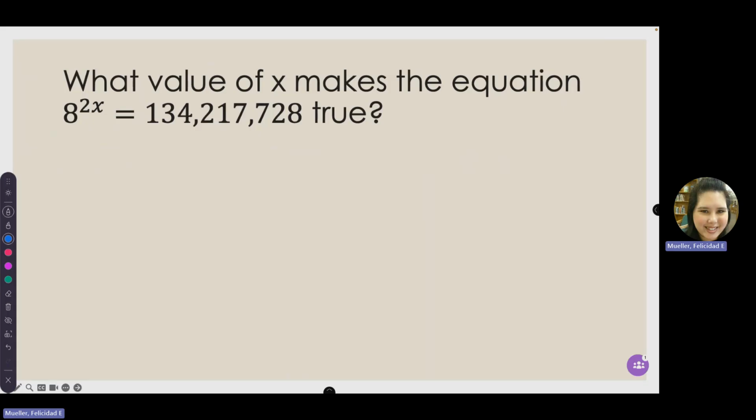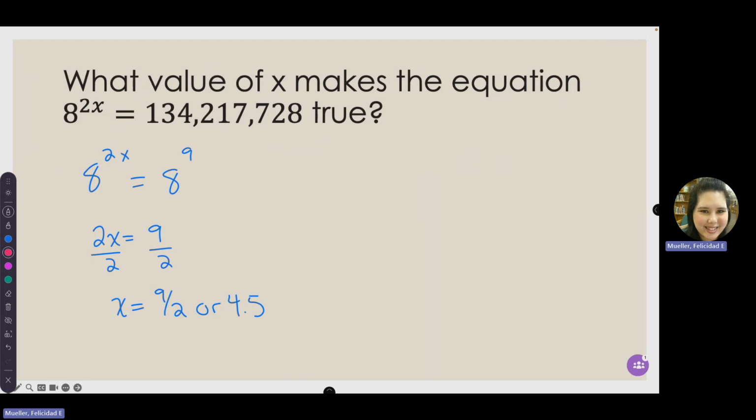What value for question 20, what value of x makes the equation 8 to the 2x equals 134,217,728 true? We have 2 ways of doing this. Believe it or not, this is actually what 8 to the 9th power equals. So if I do it in base 8, it actually becomes really simple. This becomes 2x equals 9, divided by 2, and we get x equals 9 halves, or 4.5, depending on how it lets you write your answer in, or if it's a multiple choice.